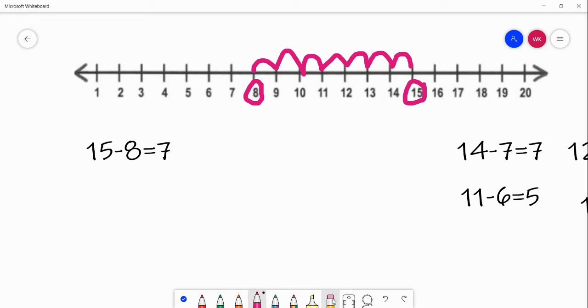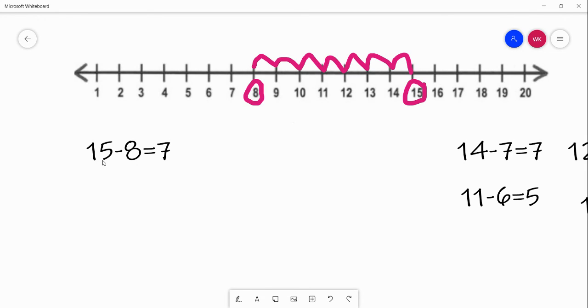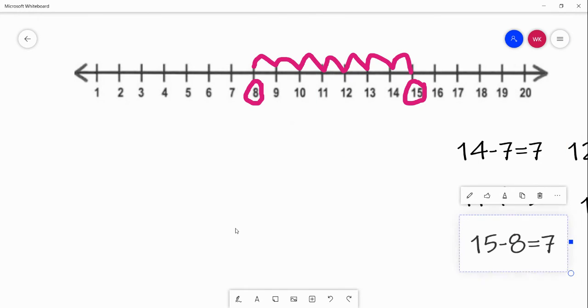Let's go ahead and count backwards now. To count backwards, we are going to start at 15 and count backwards to get to 8. So ready? 1, 2, 3, 4, 5, 6, 7. So 15 minus 8 equals 7 because we jumped 7 times.